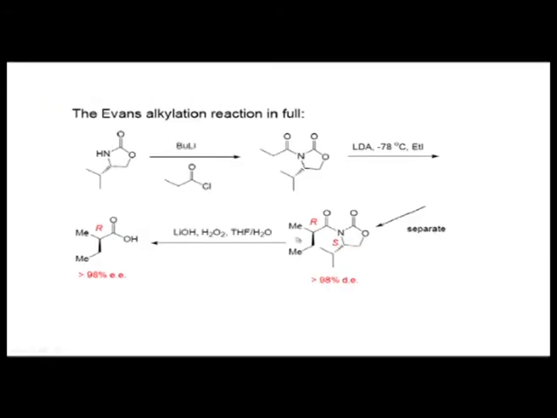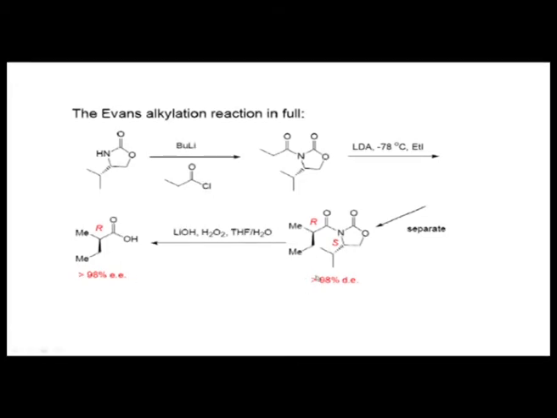Then there are ways to take this off, like the earlier slide. After the alkylation is done, then what you do? Then you hydrolyze this. This is not an amide, this is a urea type of linkage, N-CO-O. So, you can hydrolyze with lithium hydroxide and hydrogen peroxide. That was all done by David Evans at Harvard University. So, he hydrolyzed it, and one can get these carboxylic acids in more than 98% enantiomeric excess.